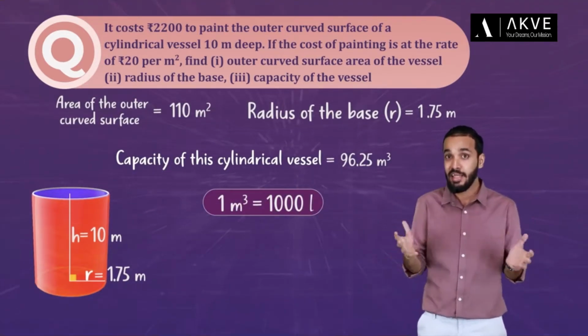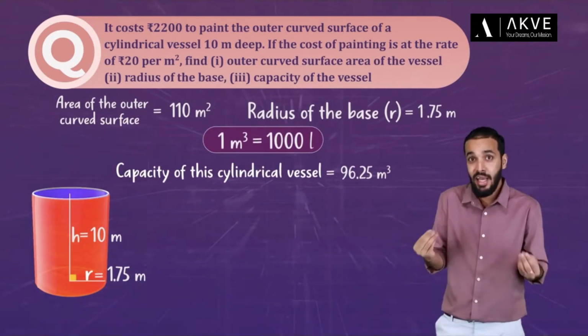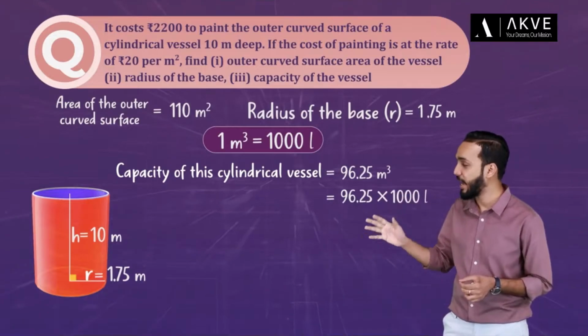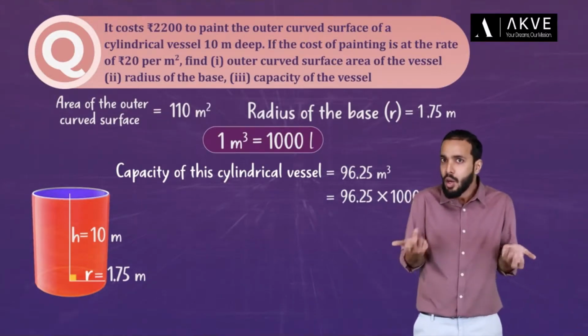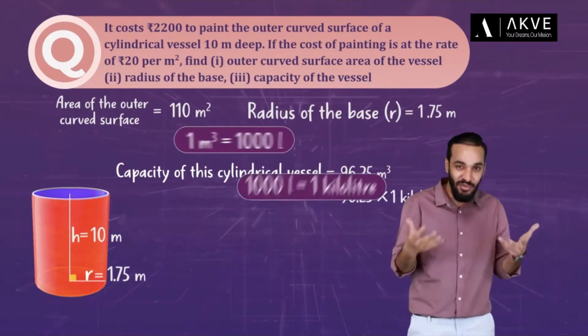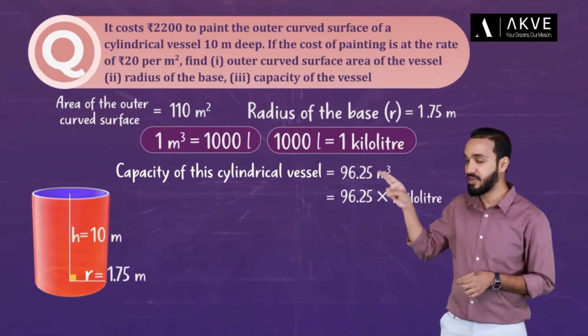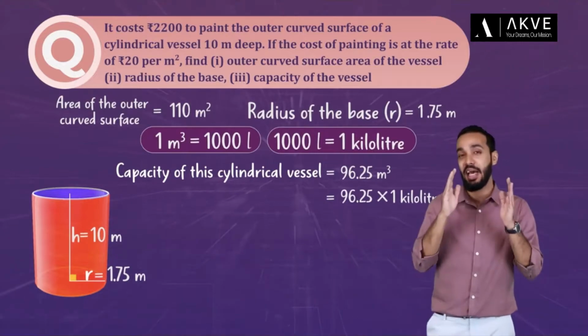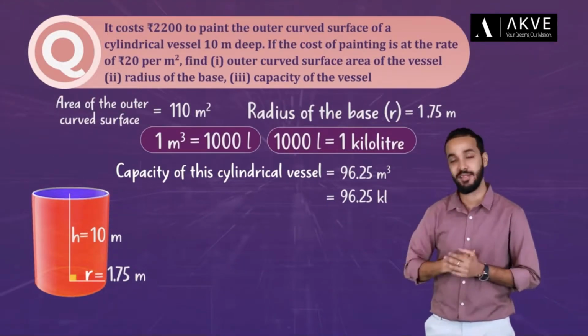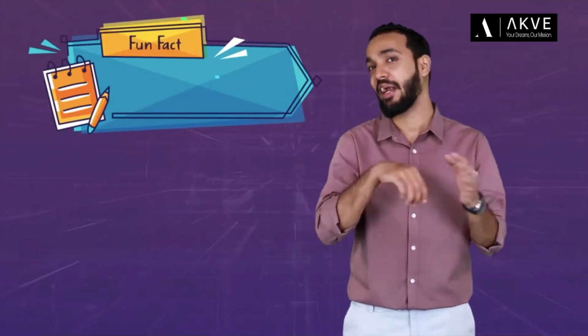So basically, the capacity of this vessel is 96.25 into 1000 liters. But what's 1000 liters? A kiloliter, right? So finally, the capacity of this cylindrical vessel is actually 96.25 kiloliters.